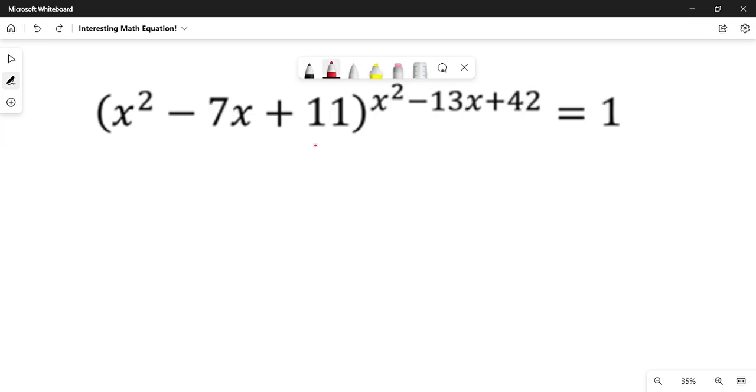Hello, today in this video we'll be learning how to solve this problem and find all the x values. So let's get right into it.